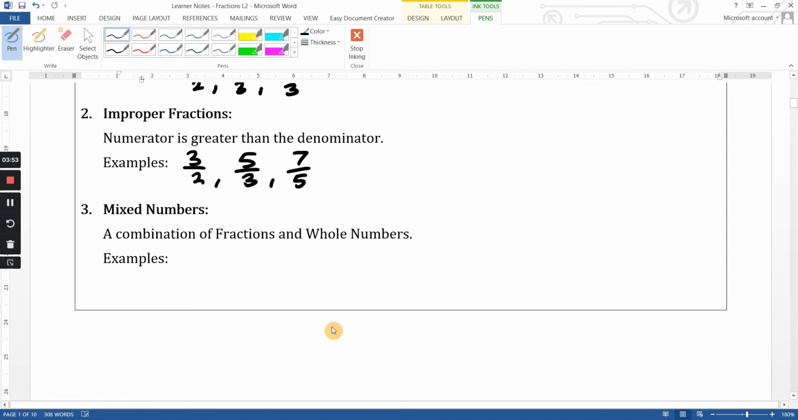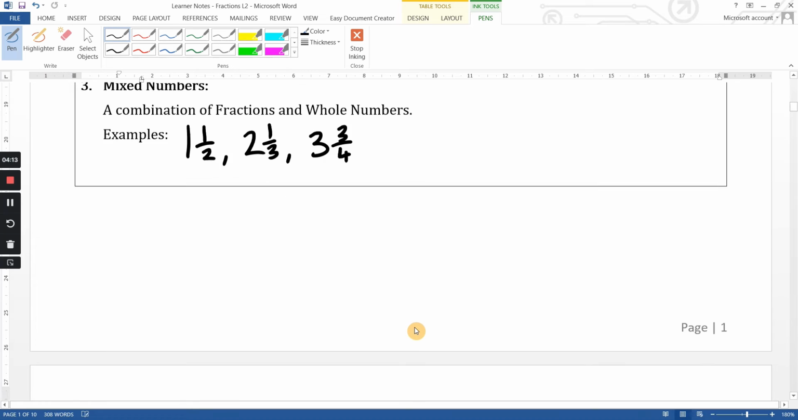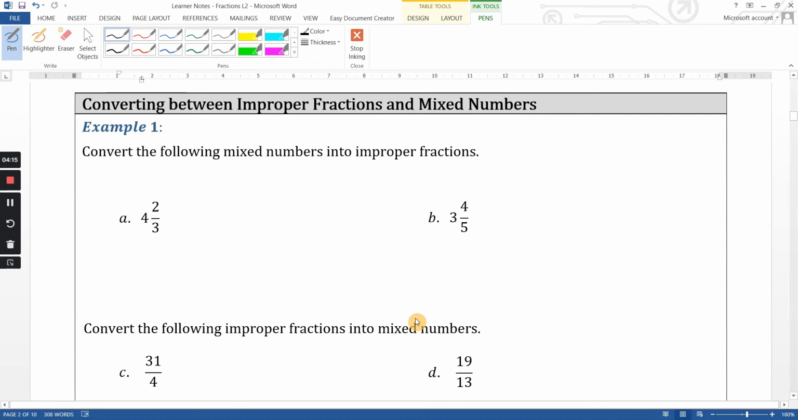And then you've got mixed numbers, which is a combination of fractions and whole numbers. So for example, 1 and 1/2, or 2 1/3, or 3 3/4. Yep, so you've got a whole number with a fraction together as well. So we need to know how to change between a mixed number and an improper fraction. So here's a mixed number, and how to change to an improper fraction.